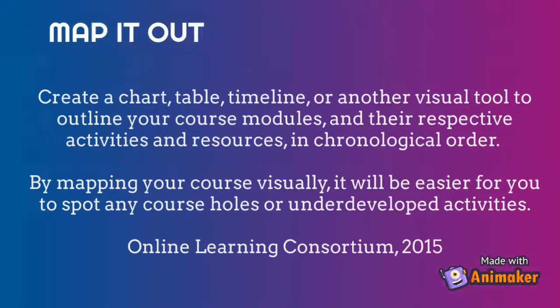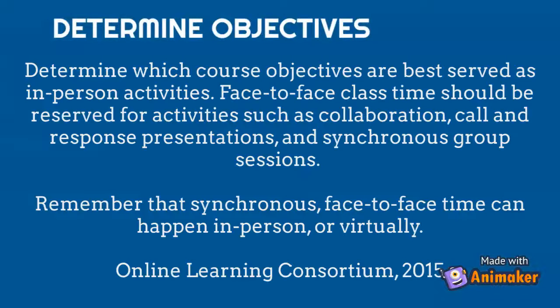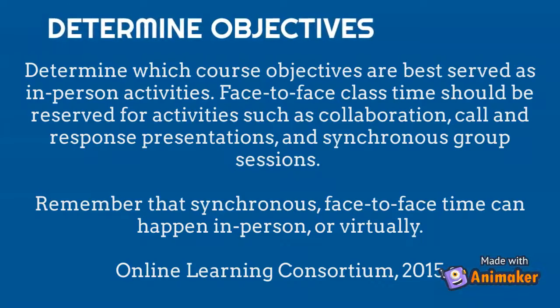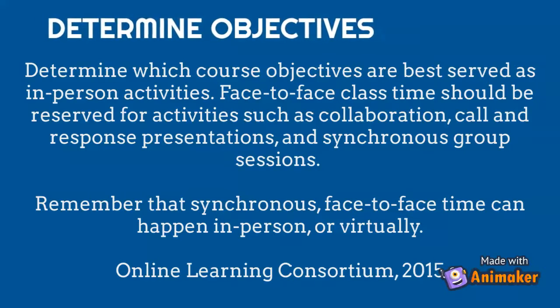Next, you need to map it out. This means if you need to create a chart or table or timeline, what you will do is you're going to map your course visually so that you make sure that you don't have any holes or underdeveloped activities. From here, you're determining your objectives. Remember, when you have synchronous face-to-face time, you can have this happen in person or virtually for your collaboration.